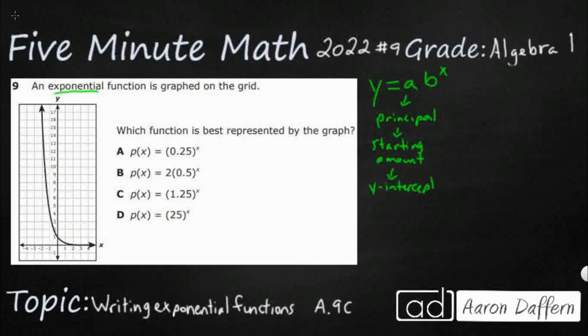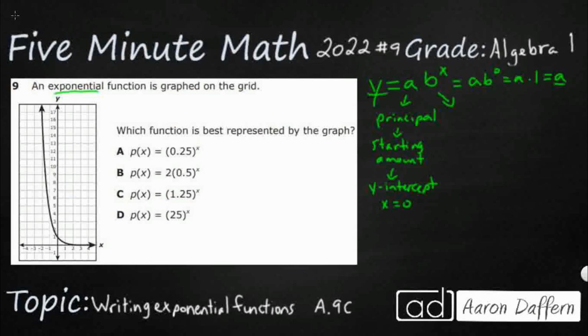Why do we call it the y-intercept? Well, remember, the y-intercept is where the graph crosses the y-axis when x equals 0. What happens if we were to make x equal 0 right here? I'd make it b to the 0. Anything to the 0 is just 1. So really, when x is 0, y equals a. So that's helpful to know.